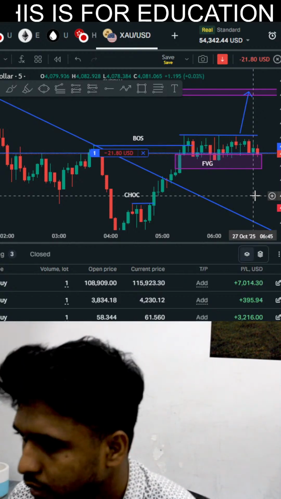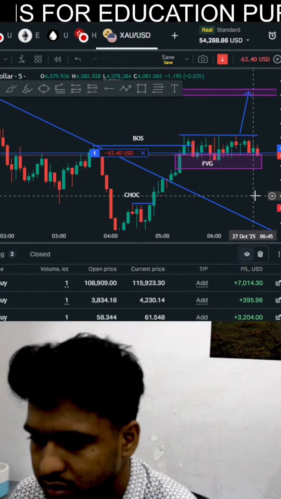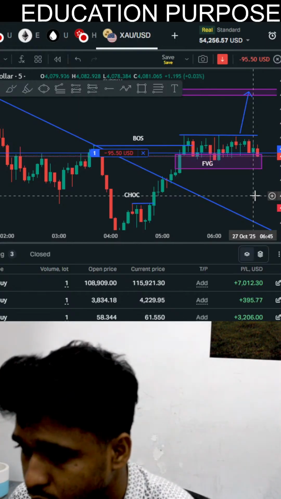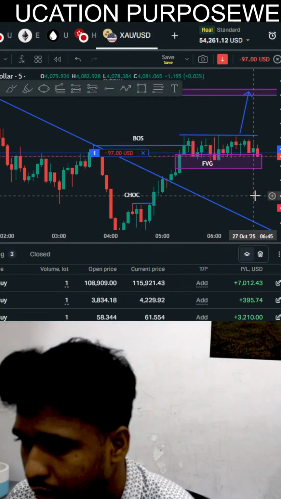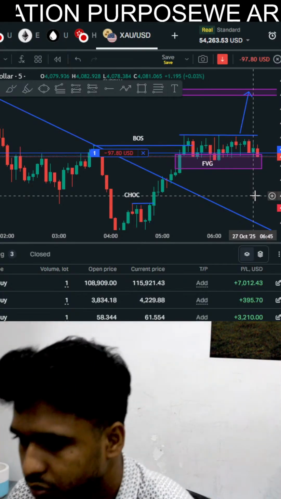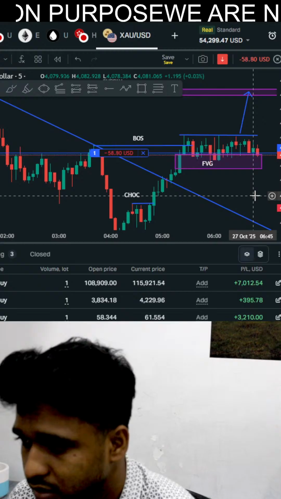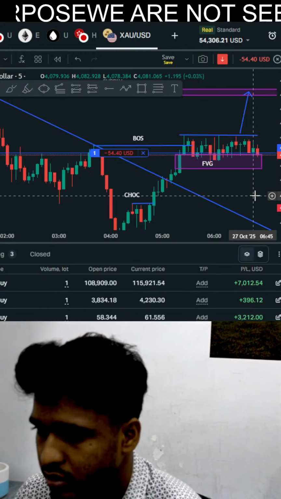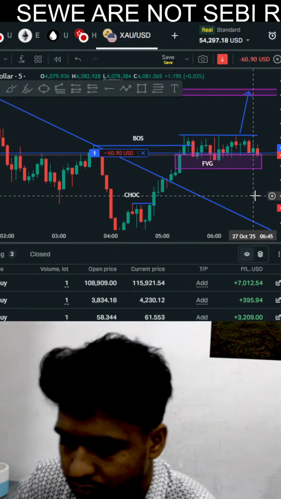And if you have taken a trade, that means you should book some of your profit when it comes to your profit zone and hold some of your trade. And you know that the market is giving a range, so due to that I have taken this trade, and still we can see that the fair value gap is there.